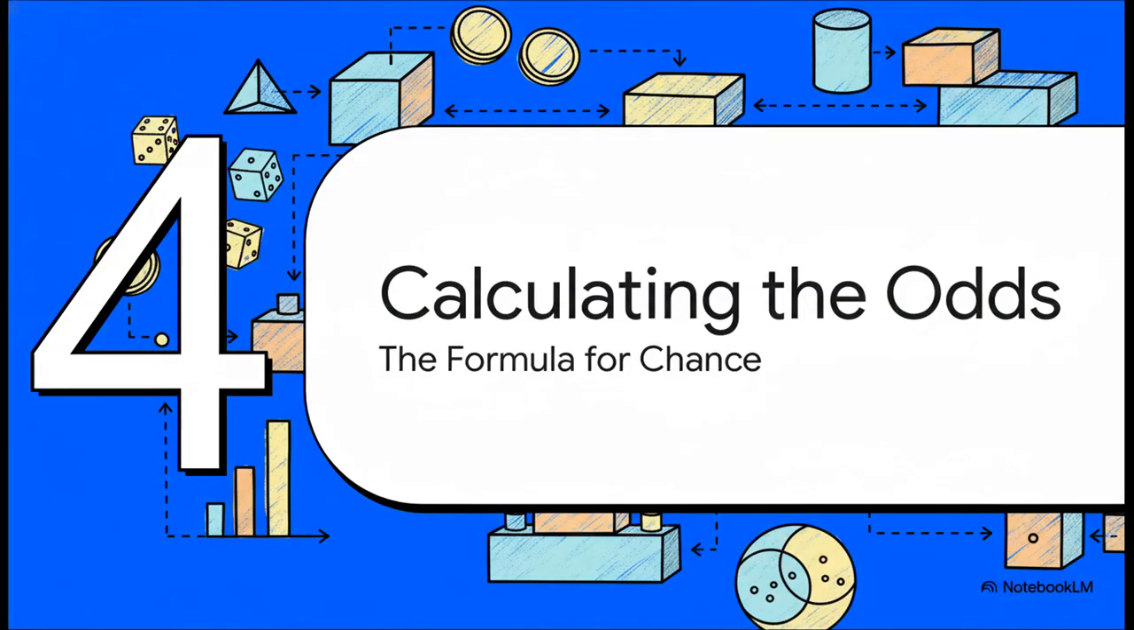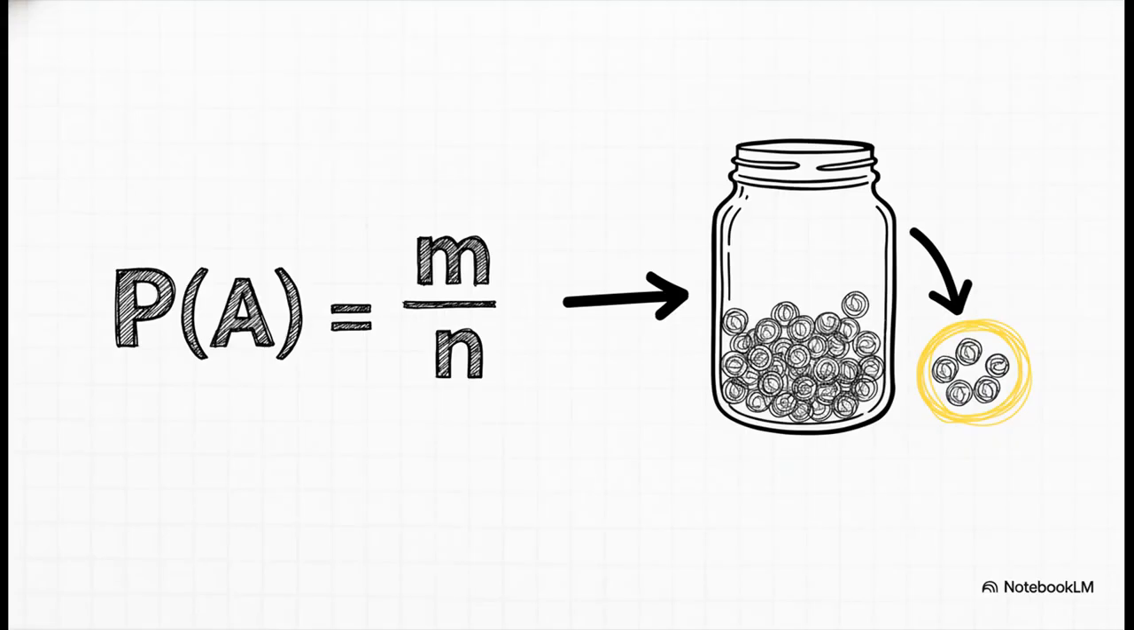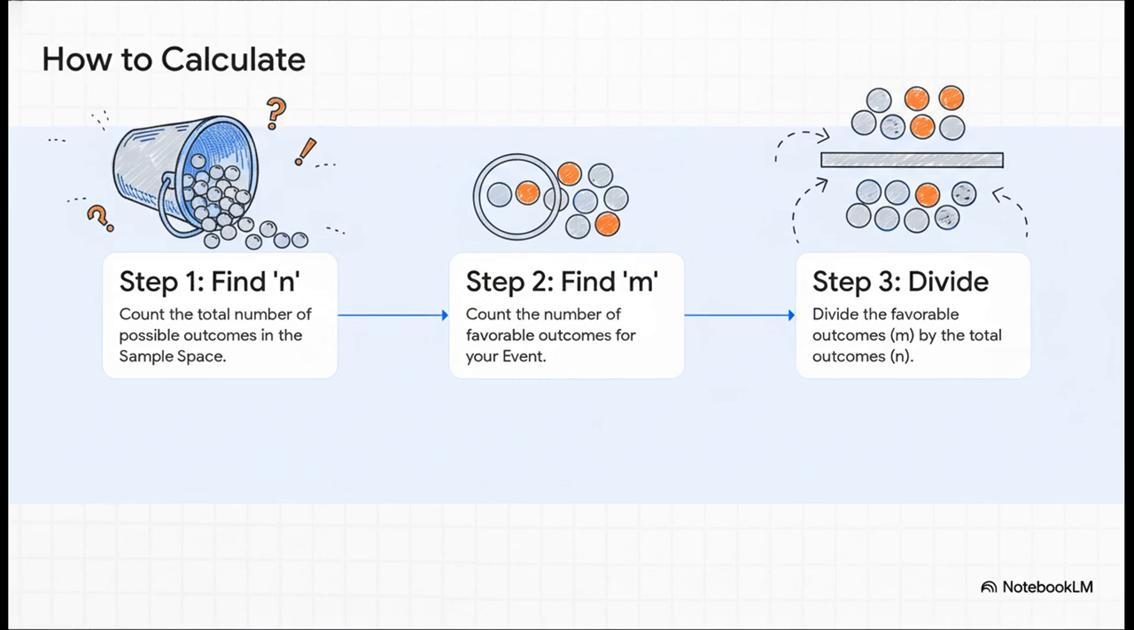Okay, so we've got our building blocks, right? The experiment, the sample space, and the event. Now for the fun part, we can actually put them all together to calculate the odds. Let's see how that works. And you know what? The formula is, well, it's beautifully simple. The probability of some event A is just m divided by n.